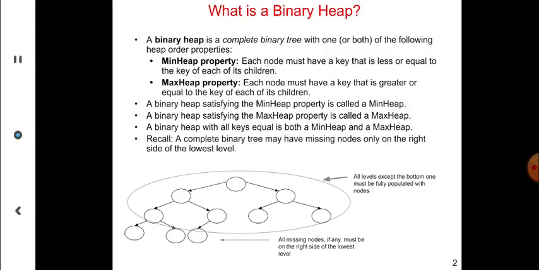MinHeap, the minimum value is at the root node. And the MaxHeap, each node must have a key that is greater or equal to each of its children. That means in MaxHeap, the root node must have the maximum value. So a binary heap satisfying MinHeap property is called MinHeap, and a binary heap satisfying MaxHeap property is called MaxHeap. Recall, the nodes are growing from left to right. So it is clearly an example of a binary heap.